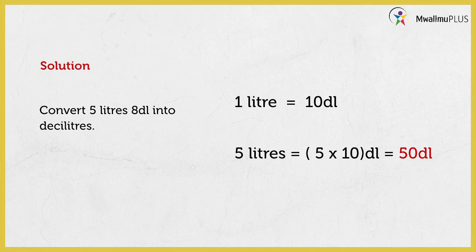And remember to write 50 dl, because if you leave it like that, someone can think there are 50 cows, 50 cars, or 50 houses. So you have to indicate the units that are used. So here we have 50 dl. Now what do we do?